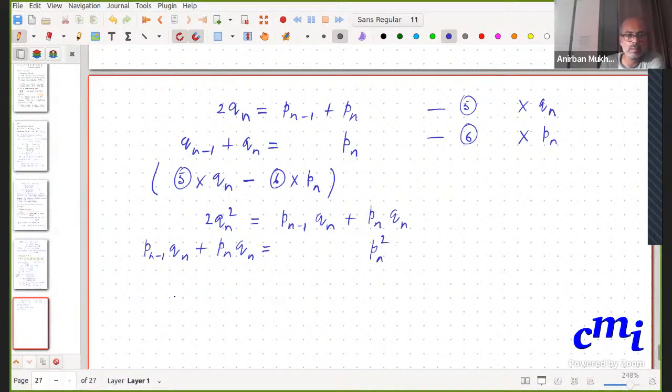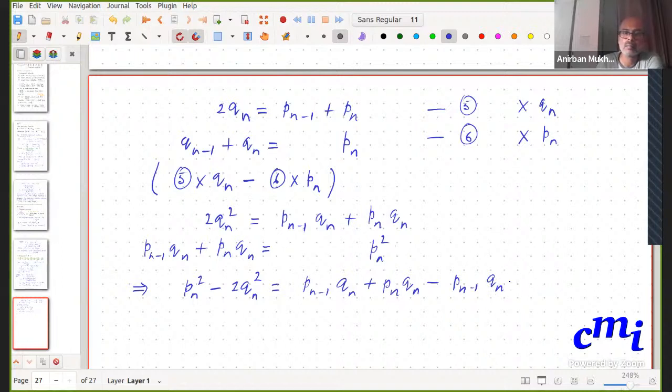Yeah, so actually what we need to do is Pn square minus, so we actually change side. So you have Pn square written in this way, and you have 2Qn square. This is equal to Pn minus 1 Qn plus Pn Qn minus Pn minus 1 Qn minus Pn Qn. So Pn Qn goes away. You have Pn minus 1 Qn minus Pn.